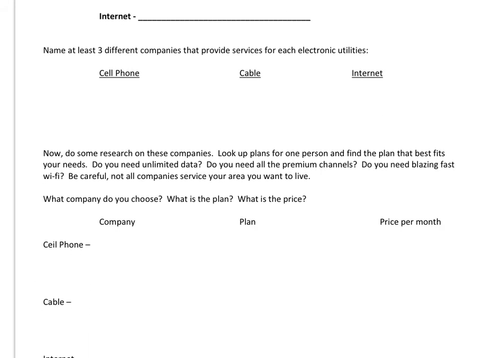The first thing I want you to do is name at least 3 different companies that provide services for each of the electronic utilities. So find 3 major companies that are cell phone providers, cable providers, and internet providers. Go ahead, pause the video, take a minute, and write down at least 3 for each one.